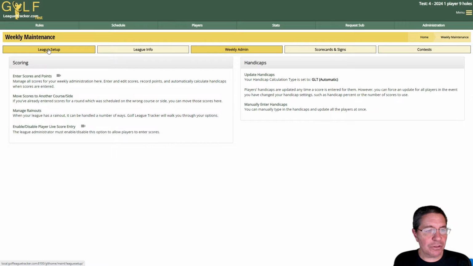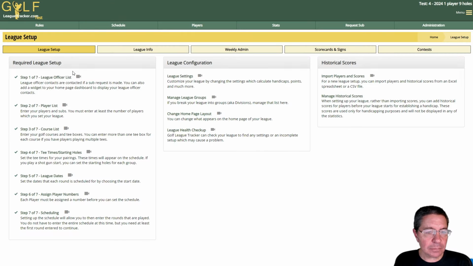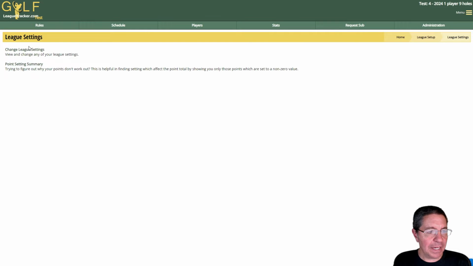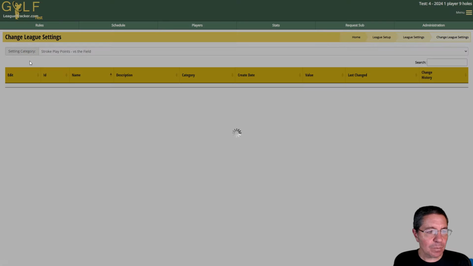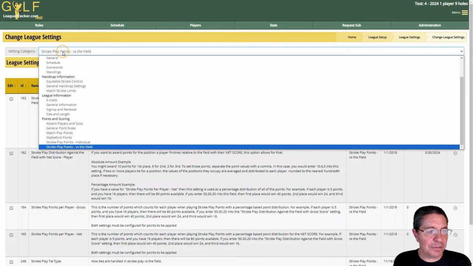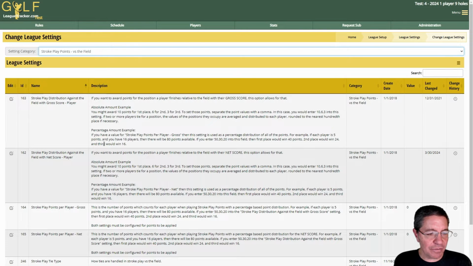So we are going to go to League Setup and League Settings and change League Settings. And from our setting category drop down, choose stroke play points versus the field. And that will make it easier to find the settings you need. So you can pay out points for net score, gross score, or both.